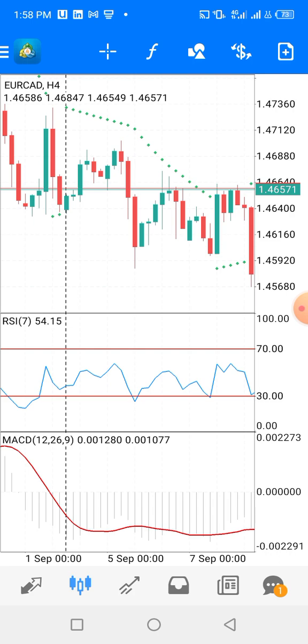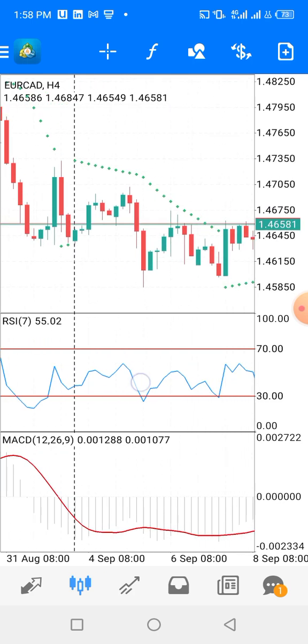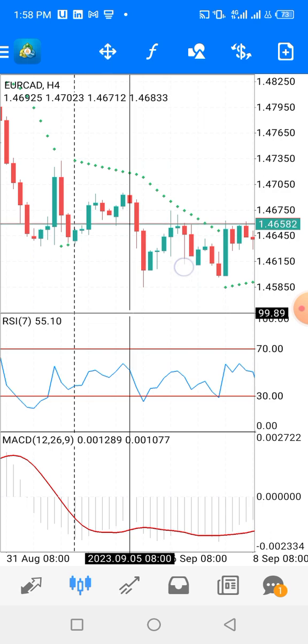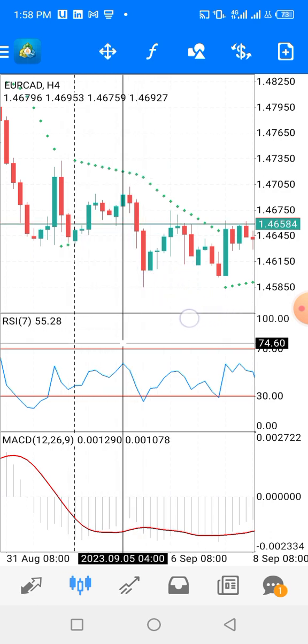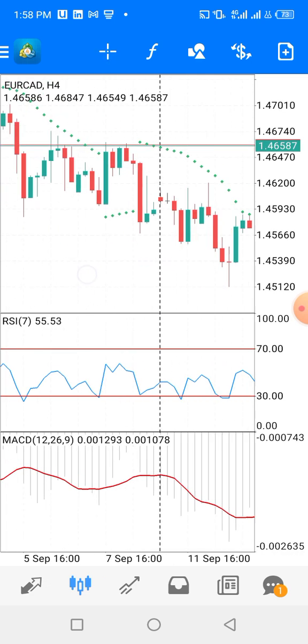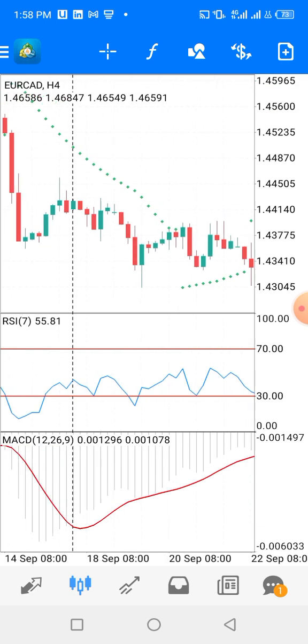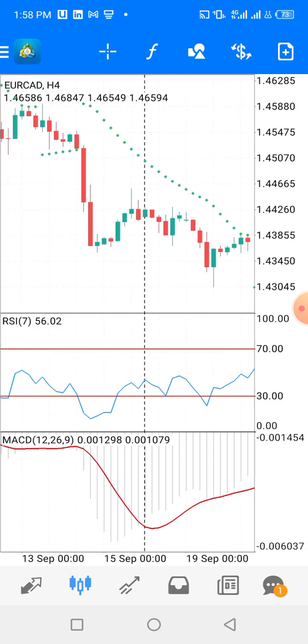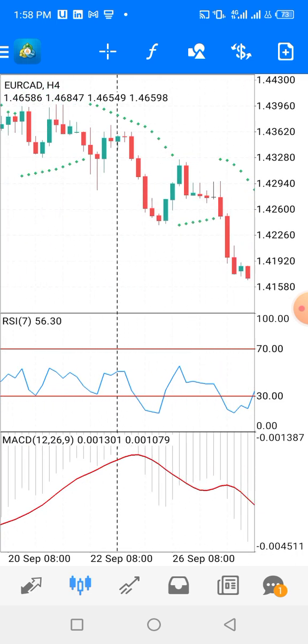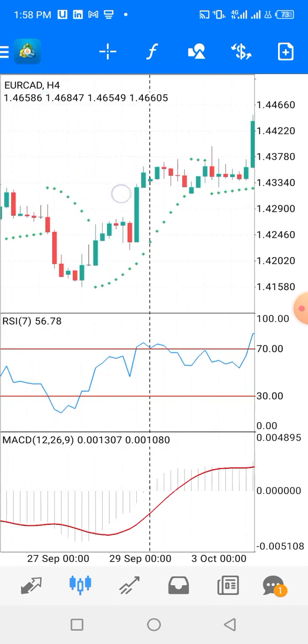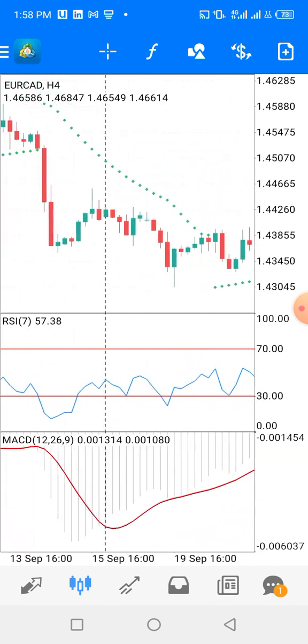Sometimes you can also depend on the 30 level of the RSI and then make your decision. You could have won so many times over here. It is not difficult, guys. It's simple, because there are so many opportunities over here.